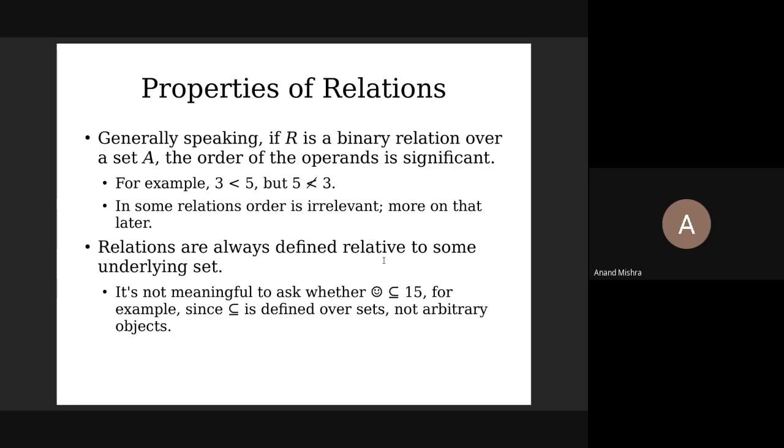Relations are always defined relative to some underlying set. It's not that you take any two things and start asking whether some relation exists. It's not meaningful to ask whether a smiley is a subset of 15, because the subset relationship is defined over sets, not any arbitrary object. These relationships are not applied on just any set; they are defined over particular sets, and only there do they hold.